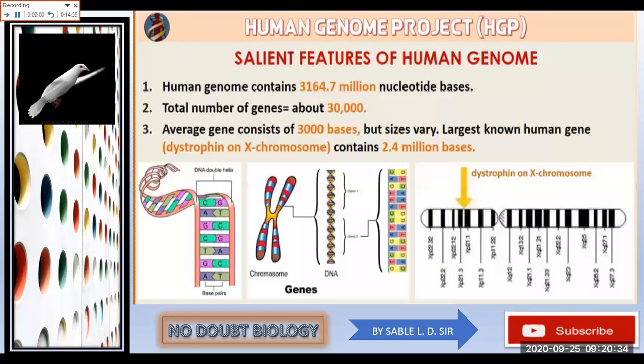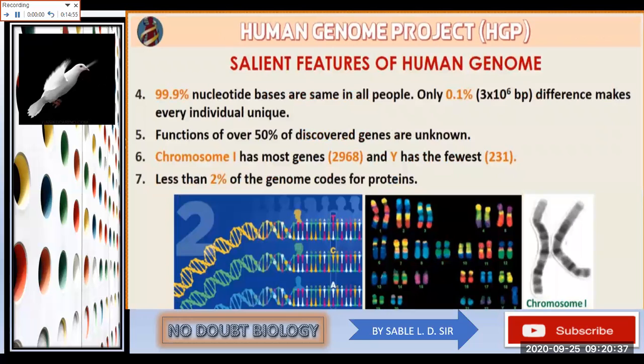The Human Genome Project has some important features which are described here. Some features are: 99.9% of nucleotide bases are the same in all people, just like the autosomes. The autosomes are totally the same, but only 0.1%, that is 3 into 10 raised to 6 base pair differences, makes every individual unique.